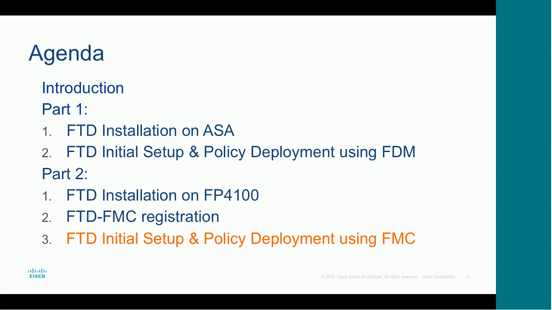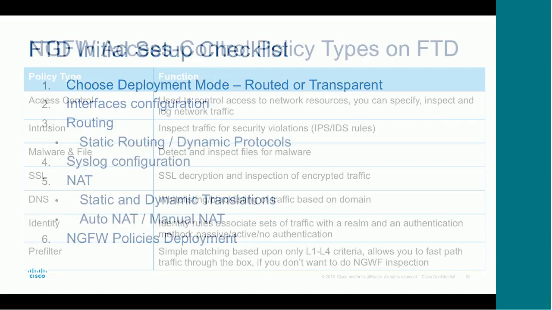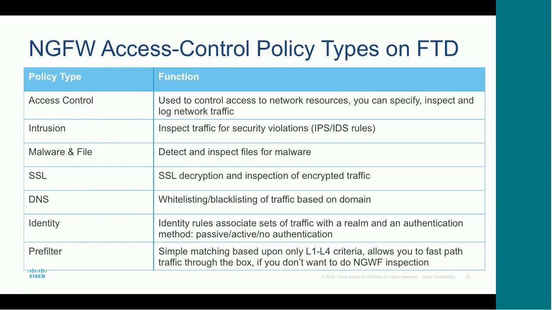So after the registration, we will go through the same checklist, plus we will touch on next generation firewall policies deployment to get familiar with the main policy types and their definitions. On FTD, you have 7 main policy types, which are access control, intrusion, malware and file, SSL, DNS, identity, and prefilter. Let's start from the access control policy.